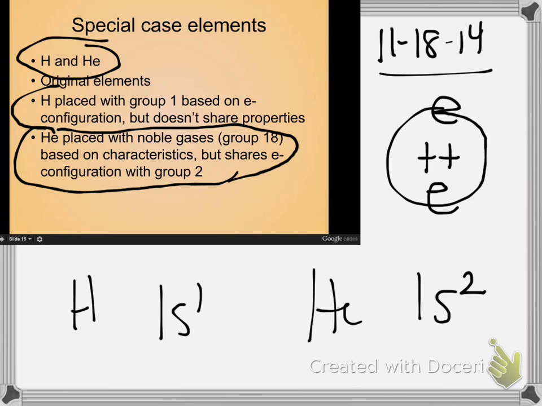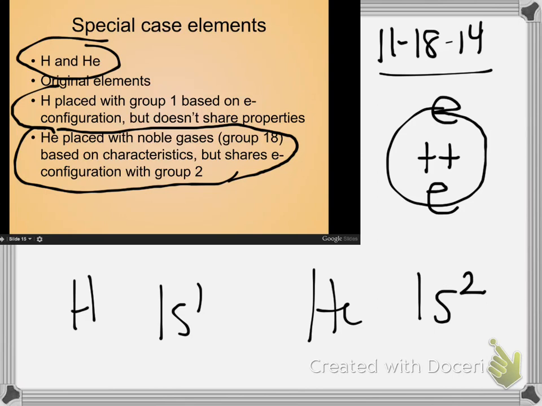What is true about helium? It's got a full highest occupied main energy level. The highest main energy level that helium has electrons on is full. It's satisfied. So despite the fact that it doesn't have 8, it's not its fault that it can't hold 8 on that first level. Helium acts like a noble gas. It's totally satisfied. It's non-reactive. It's not looking to gain or lose electrons. So we put it in group 18.